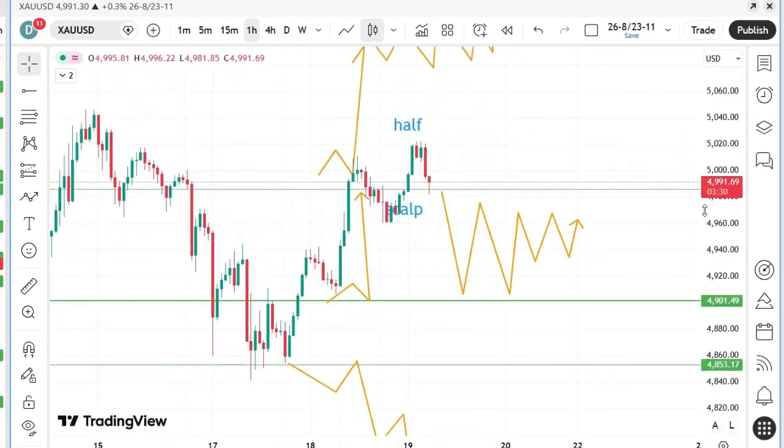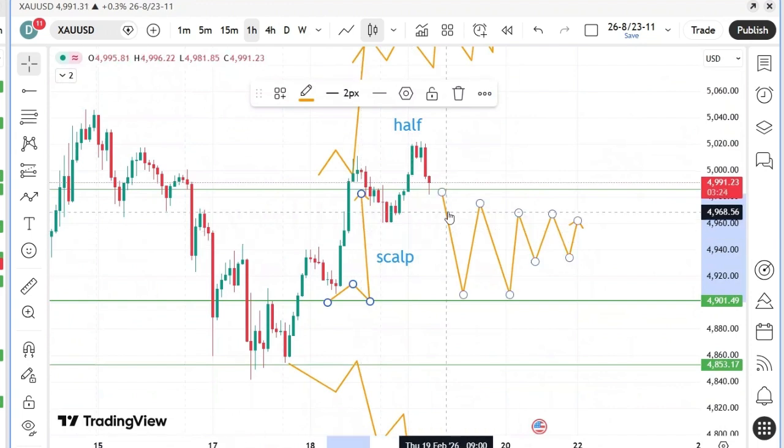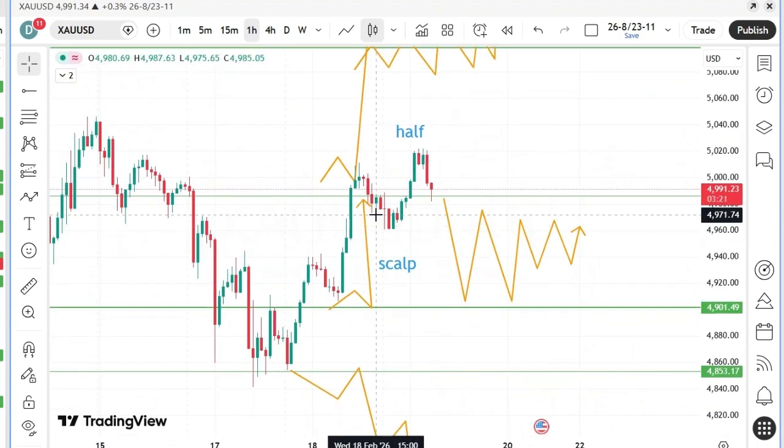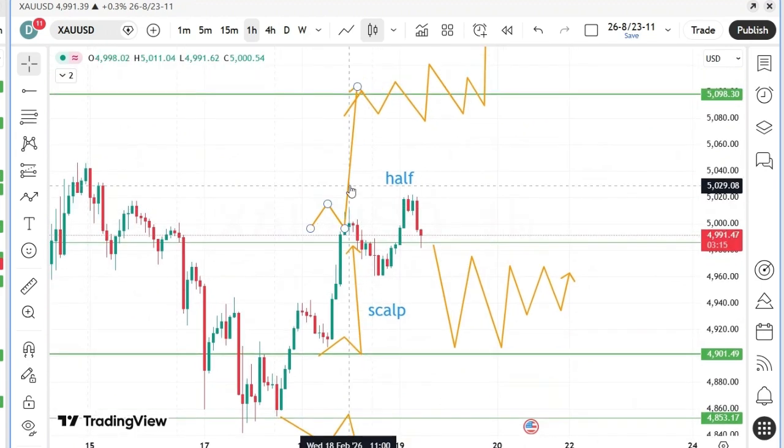So in gold I told that you have to look for scalp opportunities in this zone, and we got one also. This was a very volatile area, so I told that either take scalp opportunities or don't trade. So we got a good scalp opportunity. So in this zone we have to take in half quantity.